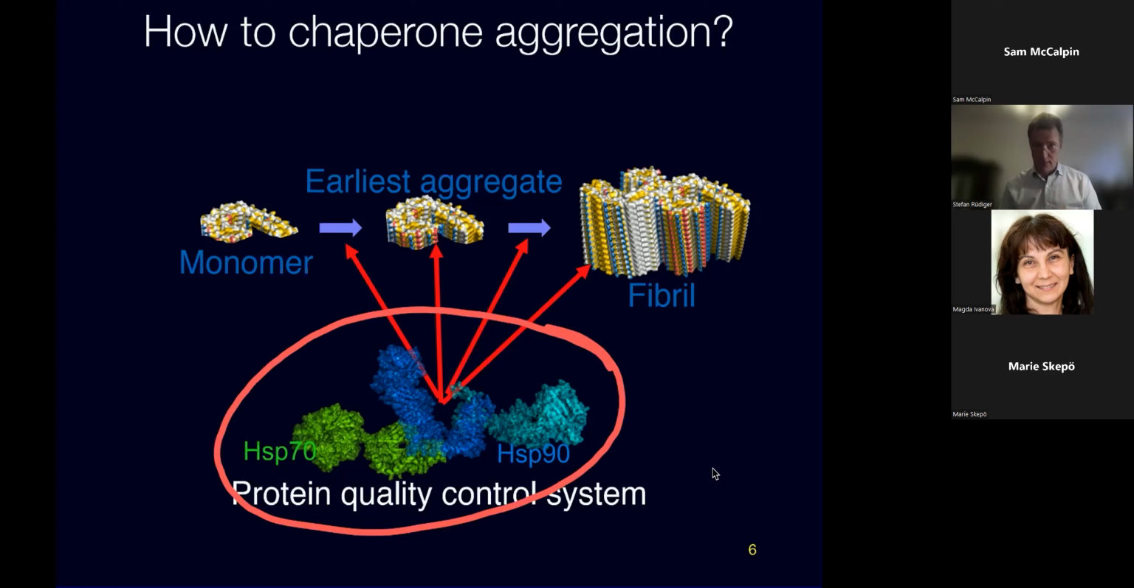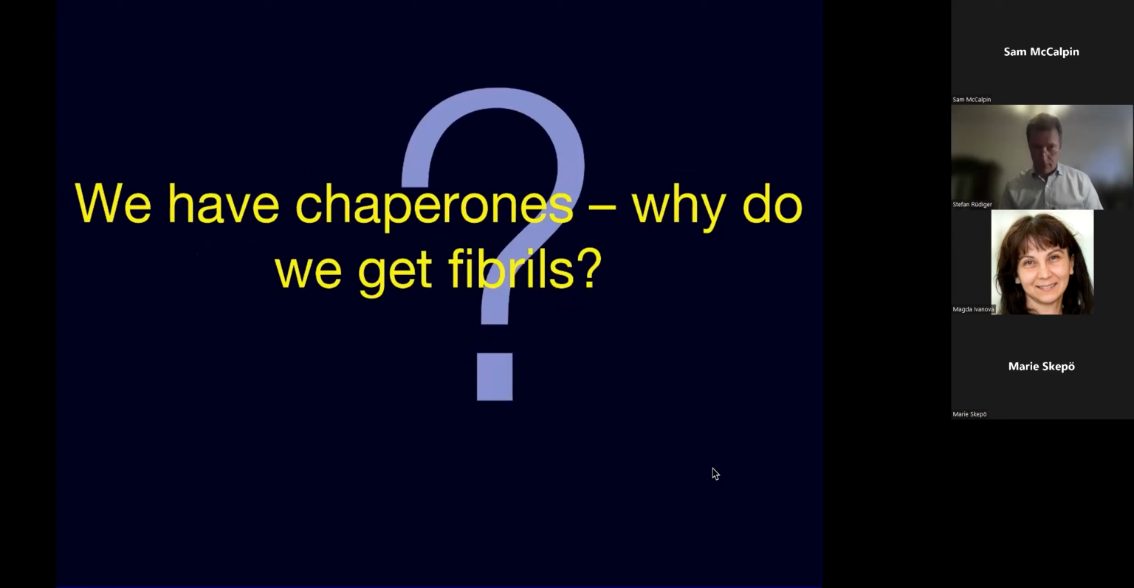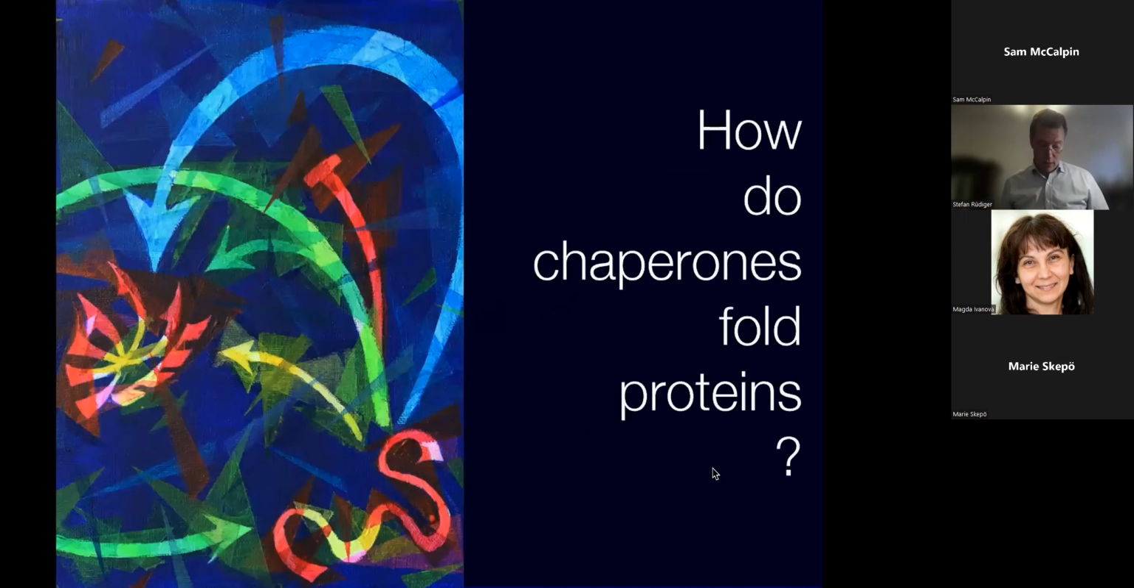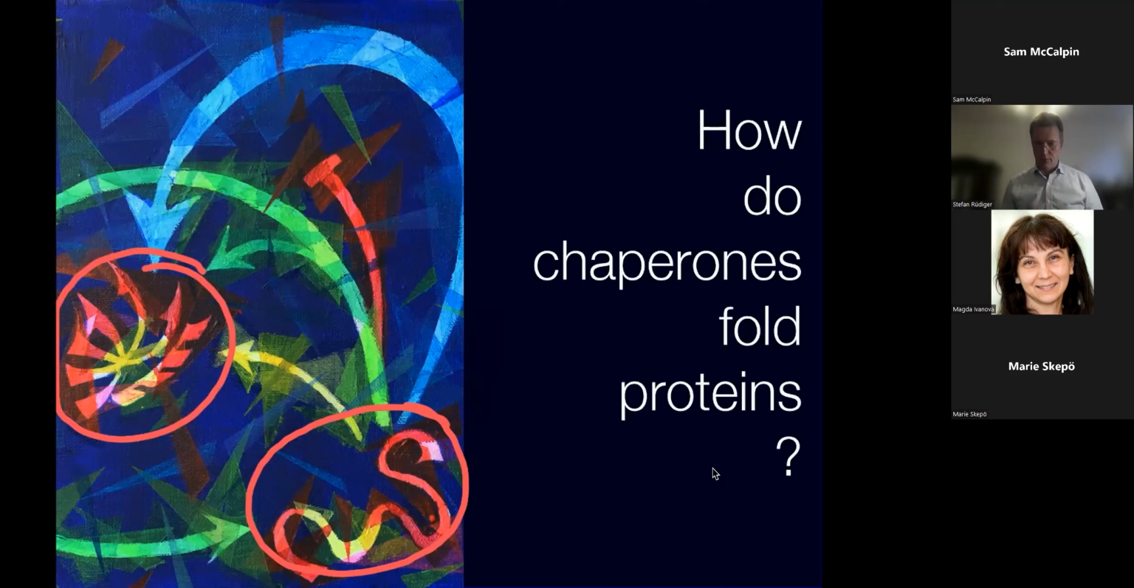So before we look at the aggregation process, we have to understand how chaperones act. To answer the question of why, if we have so many chaperones, we still get fibrils, I would like to start with how chaperones fold proteins. Basically, this means starting with an unfolded protein and seeing how chaperones shift this protein towards the folded protein.